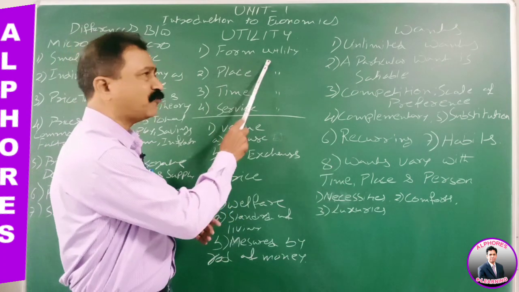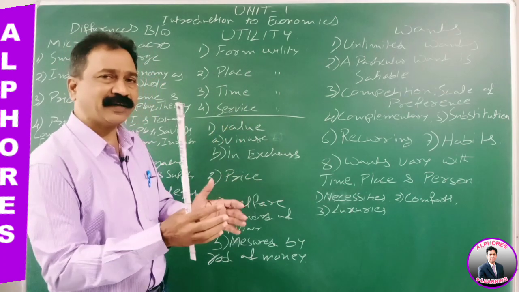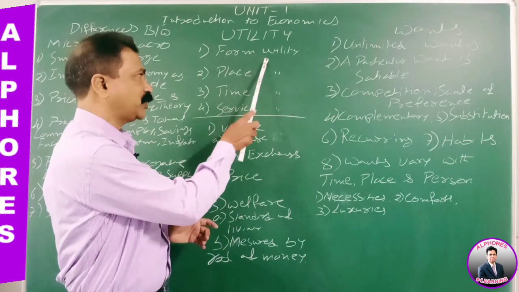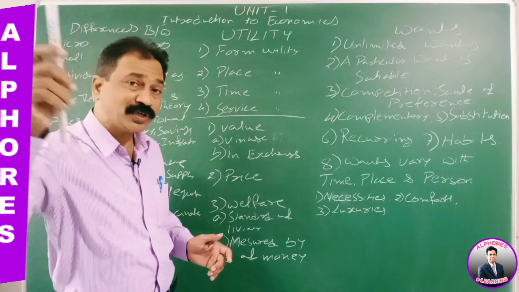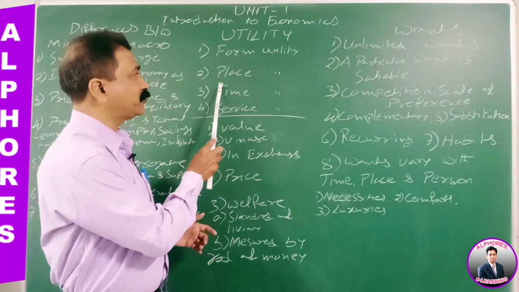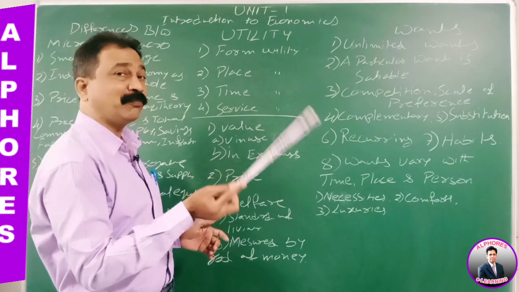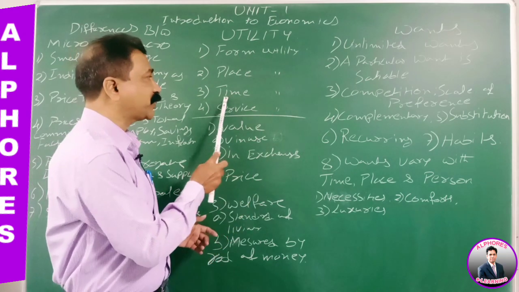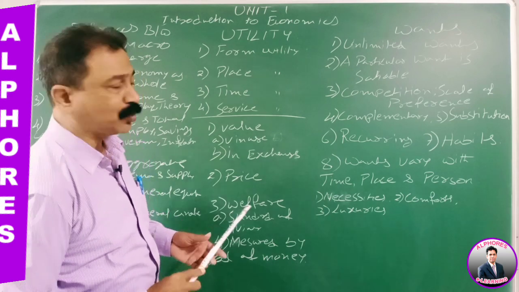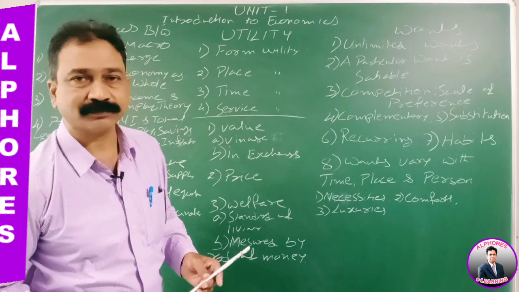One thing is form utility. They have to be gathered at one place and modified into the crackers. Then they have to be carried from Sivakasi, that is Tamil Nadu, up to Karimnagar, place utility. And Deepavali time we are going to use them, time utility. You got it? Now we will go to the last one, service utility.